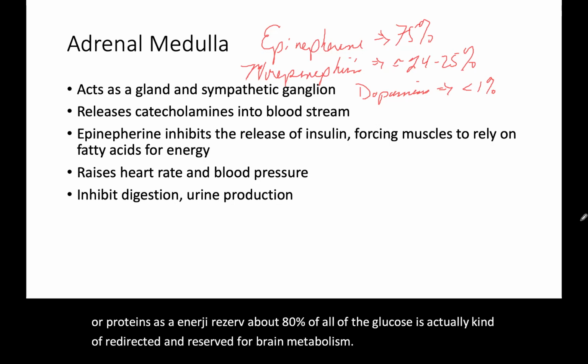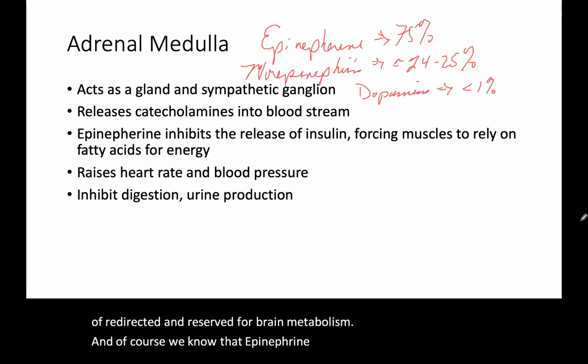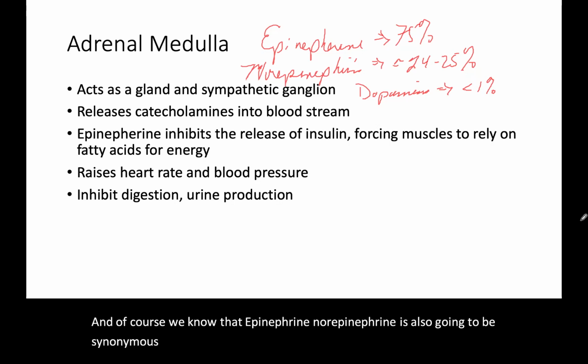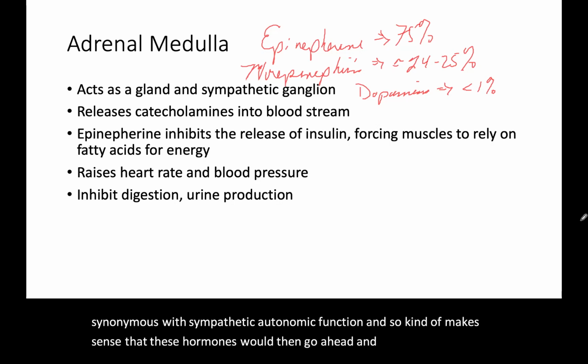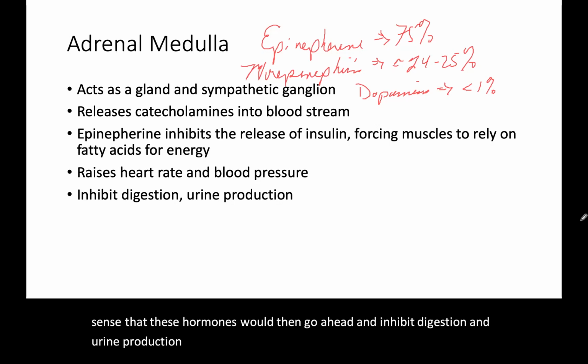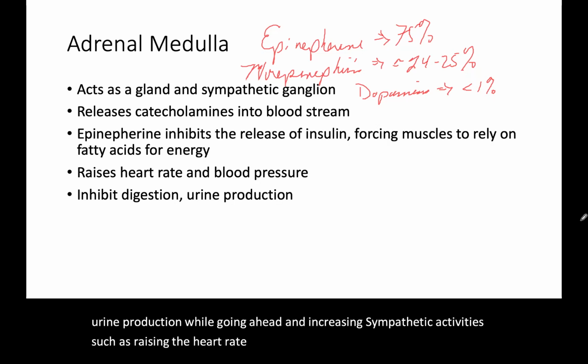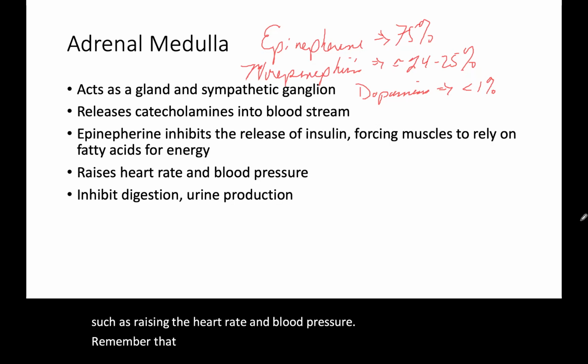And of course, we know that epinephrine and norepinephrine are synonymous with sympathetic autonomic function. So it makes sense that these hormones would inhibit digestion and urine production while increasing sympathetic activities, such as raising the heart rate and blood pressure. Remember that the main cell type we're dealing with here, those anaxonic cell types, are called chromaffin cells.